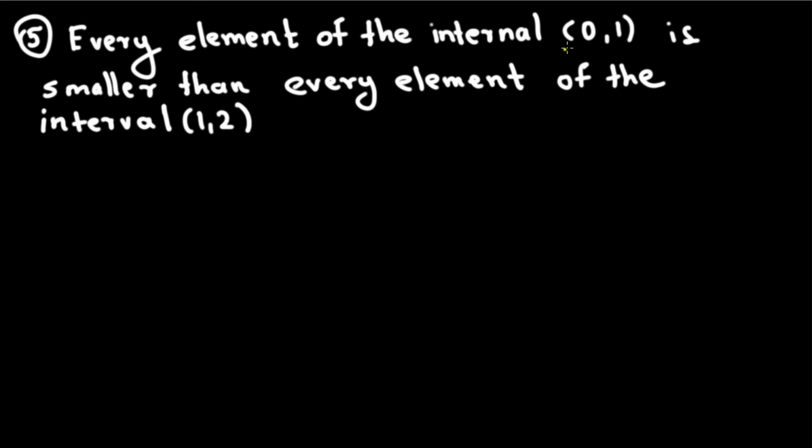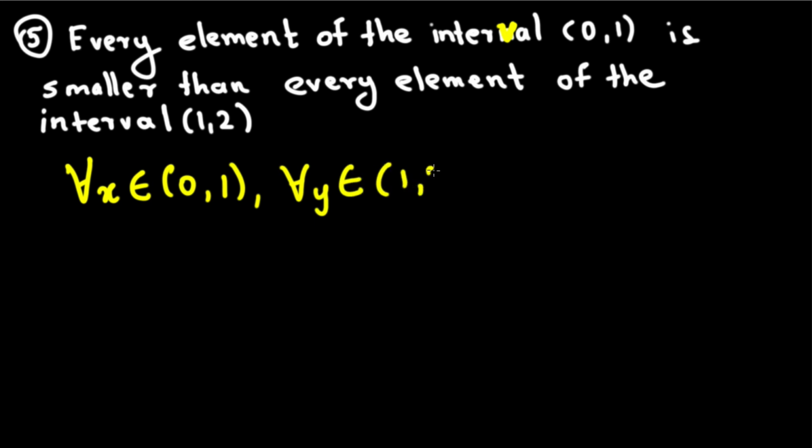Every element of the interval 0 1 is smaller than every element of the interval 1 2. Now let's go ahead and write this one in a symbolic way. This is going to be for all x belonging to the interval 0, 1, for all y belonging to the interval 1, 2, x is smaller than y. And that's how we do that.